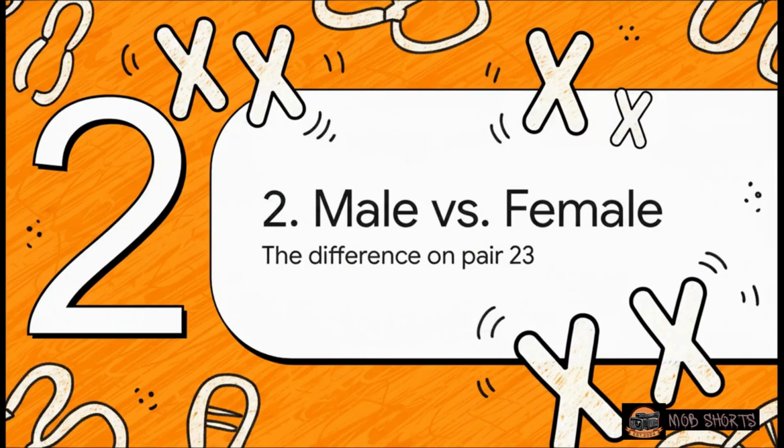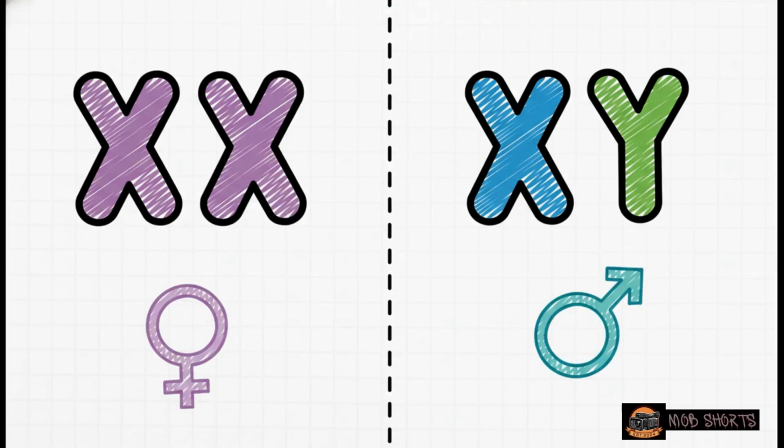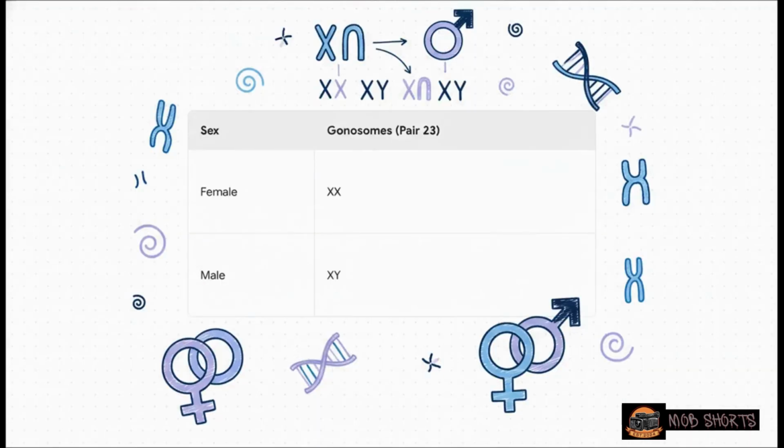So let's zoom right in on that 23rd pair. This is where the entire genetic difference between males and females is located. And honestly, it's surprisingly straightforward. In humans, the rule is as simple as it gets. If you have two X chromosomes, you are biologically female. If you have one X and one Y chromosome, you are biologically male. That's it. And this little table just lays it out perfectly. For females, it's XX. For males, it's XY.